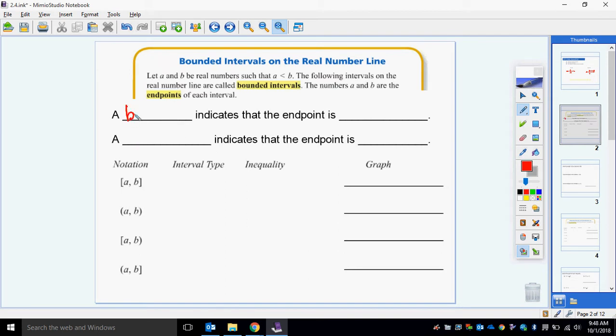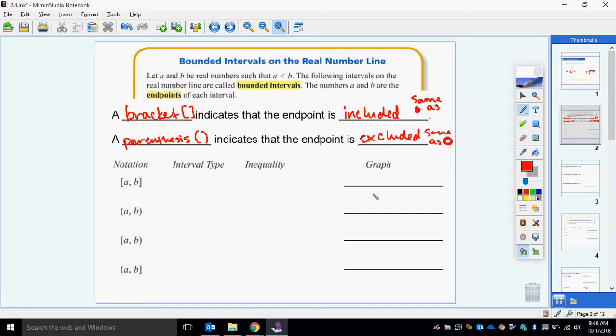So a bracket, such as these square brackets, indicates that the endpoint is going to be included. The A and B is included as a solution. A bracket is the same as a closed dot on a number line. Then we have parentheses. Parentheses indicates that the endpoint is excluded or not included. And parentheses are the same as an open circle on a number line.